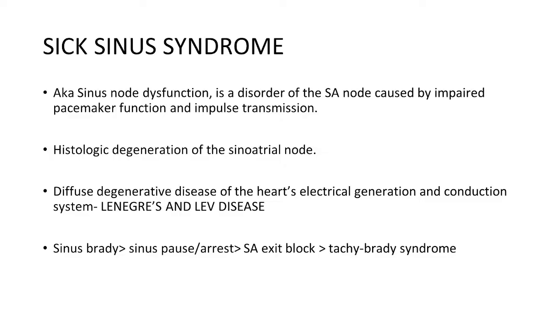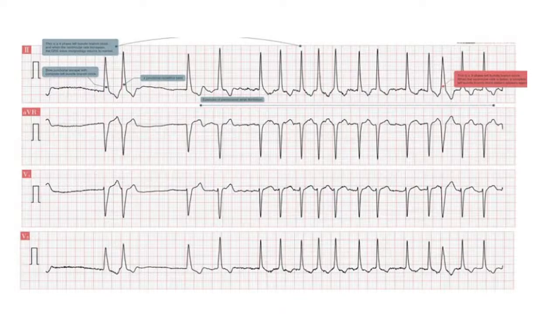So usually the most common ECG finding is sinus brady, then it can cause occasional sinus pause or sinus arrest, then exit block. Something called tachybrady syndrome is also seen in such cases. This is a typical ECG showing initially bradycardia alternating with tachycardia. This is characteristic of sick sinus syndrome. In such patients the symptoms are the same: fatigue, lightheadedness, pre-syncope and syncope.